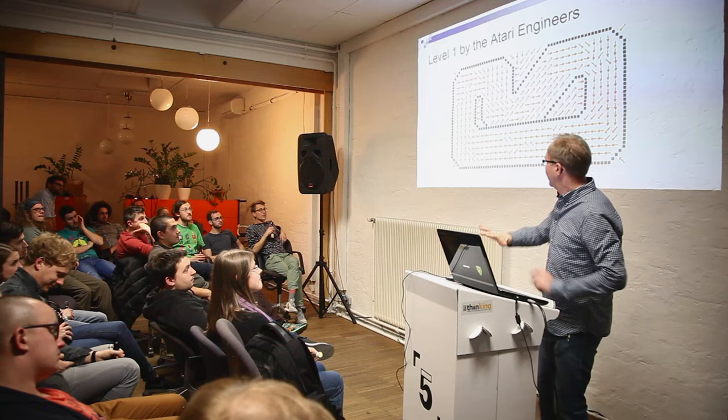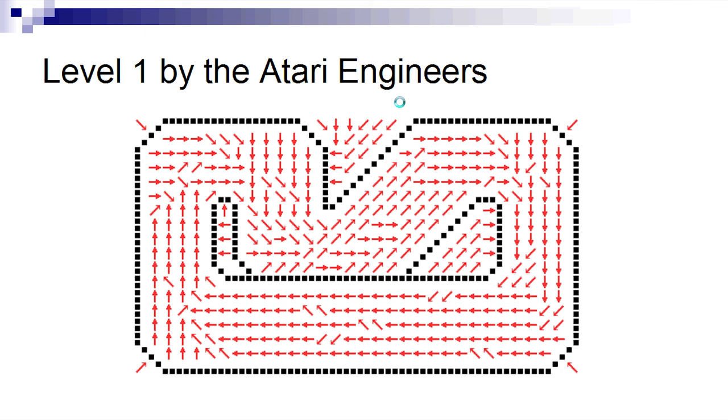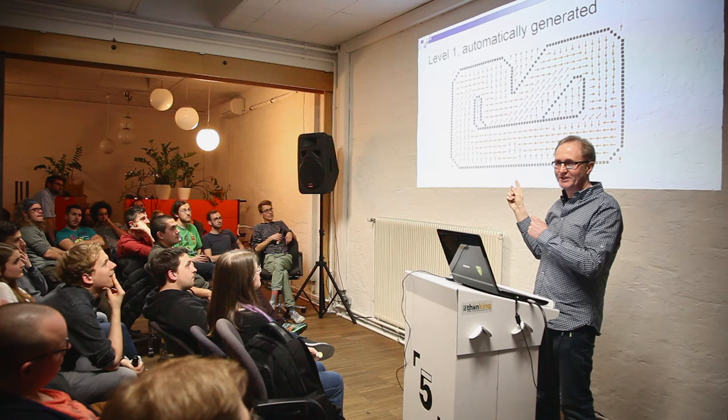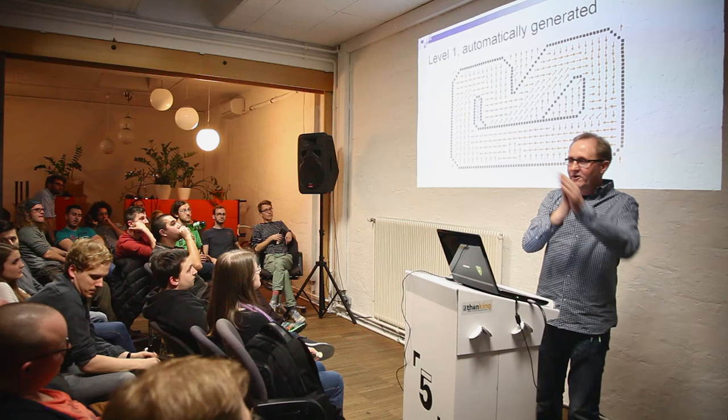I threw away all the Atari designed arrows, just kept the track itself, and applied this potential field method, and it resulted in that one. It's similar. It's fully automatically generated. It's not identical because the cars tend to be more in the middle of the track. It's not so interesting, I would say, as the Atari engineers designed it by hand, so to say. The cars try to keep in the middle.